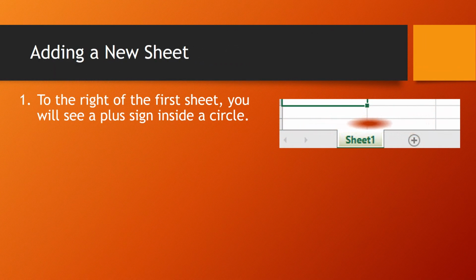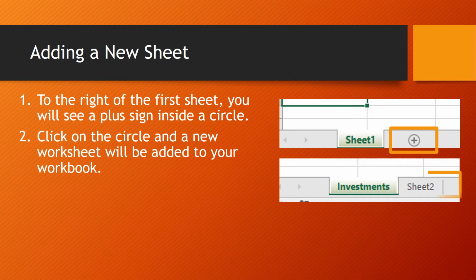To the right of the first sheet, you will see a plus sign inside a circle. This plus sign will allow you to add a new worksheet to your workbook. It will be called Sheet 2.